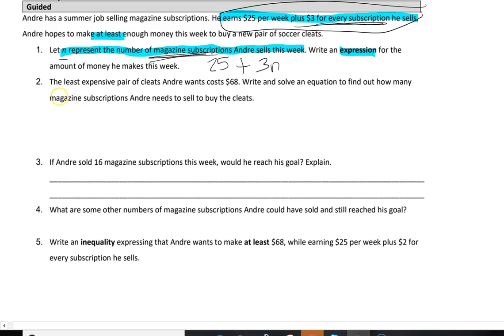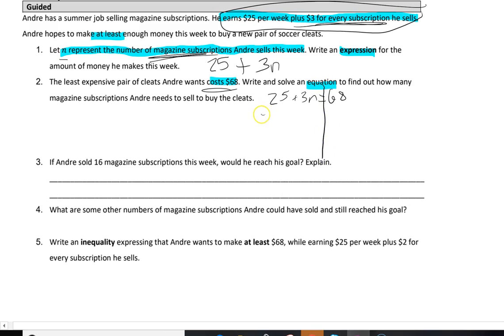So, part 2. The least expensive pair of cleats Andre wants costs $68. Write and solve an equation to find how many magazine subscriptions Andre needs to sell to buy these cleats. So I still have 25 plus 3n, but now I need an equation, so I need an equal sign, and we're going to take our cost, 68. That's how much he needs to make. So let's go ahead and solve this.